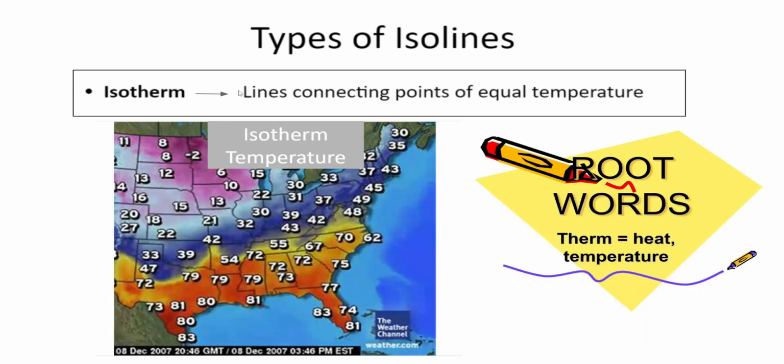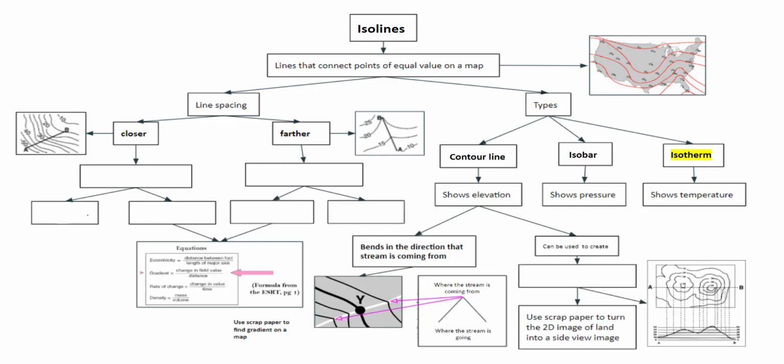The next type of isoline is an isotherm. Isotherms are lines connecting points of equal temperature. Normally on a map, maybe you have seen this on the Weather Channel, temperatures or isotherms are represented with different colors. This may be really hot, the red, and then the purples may be cooler. Therm is a root word that means heat or temperature. So when you hear the word therm, it has to do with temperature. Isotherms connect points of equal temperature. Let's write that down on your note packet. Isotherms show temperatures. Please remember these terms.